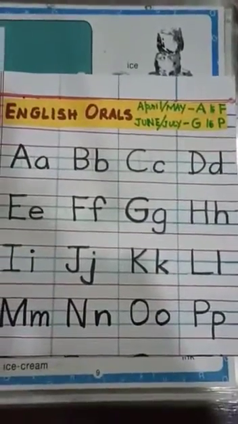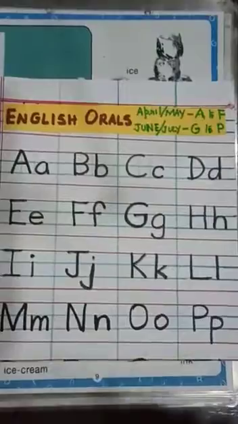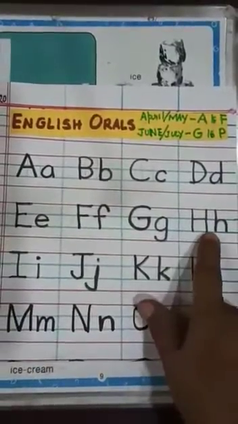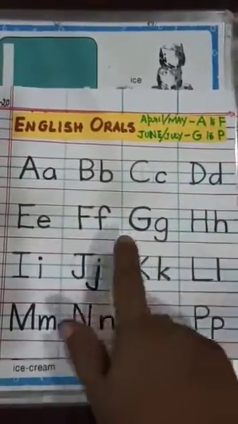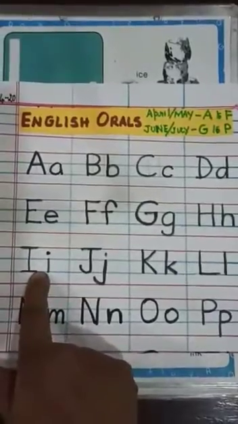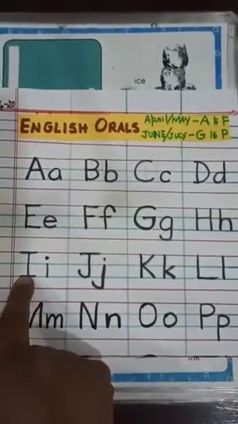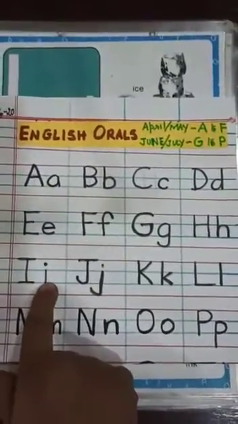Okay, children, now we are going to continue with the next letter. We have already finished till H. So, after H, which letter? I. Very good. Capital letter I and small letter I.